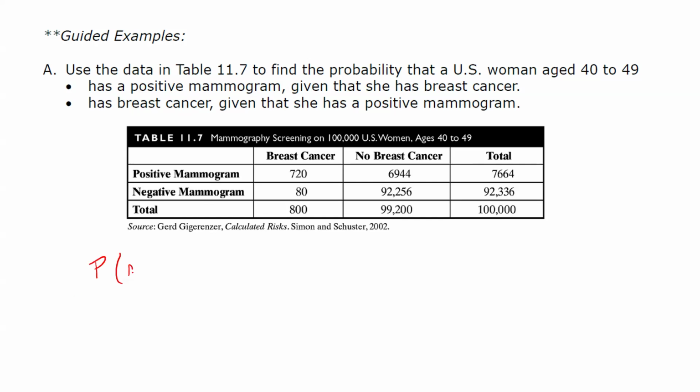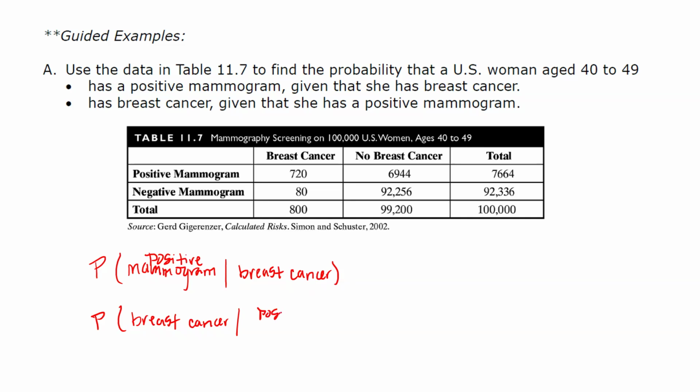The first one: a positive mammogram, given that they have breast cancer. And then we want to know the probability they have breast cancer, given a positive mammogram.